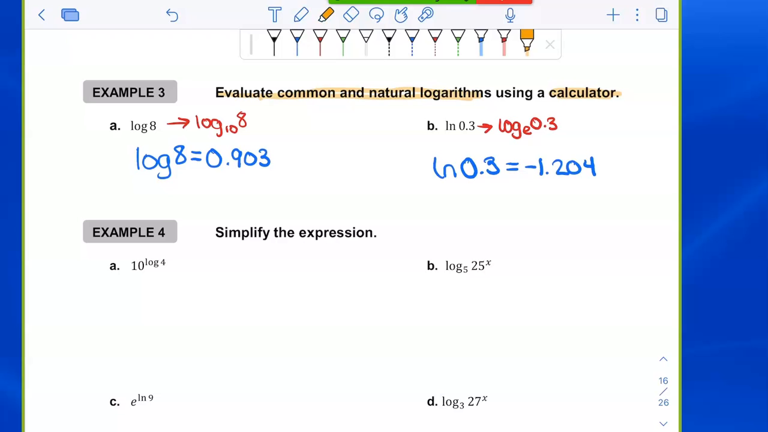Any questions about these? So again, we're going to round to the third decimal place. You can just put the answer on your homework for Go Formative.